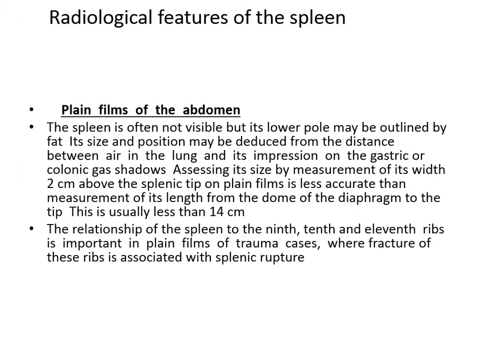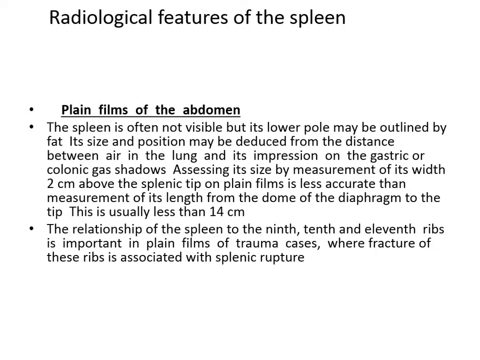So, radiological features of the spleen. First, we will start with plain films of the abdomen. The spleen is often not visible, but its lower pole may be outlined by fat. Its size and position may be deduced from the distance between air in the lung and its impression on the gastric or colonic gas shadows. Assessing its size by measurement of its width 2 cm above the splenic tip on plain films is less accurate than measurement of its length from the dome of the diaphragm to the tip. This is usually less than 40 cm.